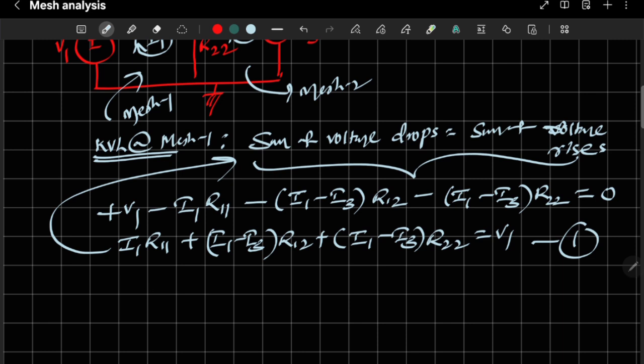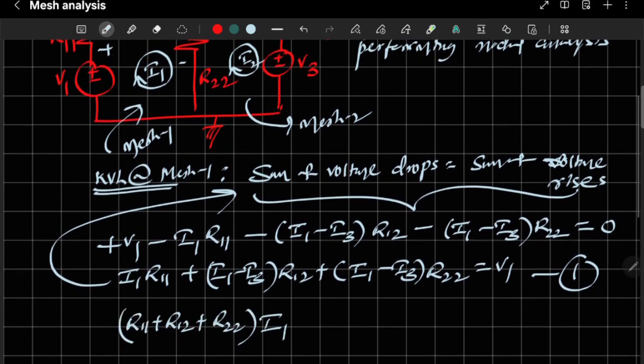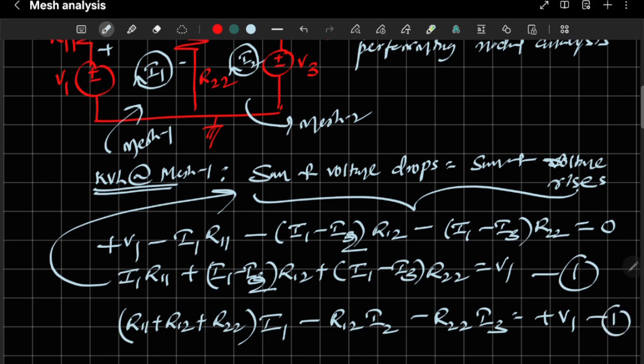I will write some of the resistors into I1, some of the resistors into I2, some of the resistors into I3. So what I will get, R11 plus R12 plus R22, this entire resistance is multiplied with I1. Then what about I2? R12 is coming. It is actually I2, not I1. So what I will get? Minus R12 into I2, then minus R22 into I3 is equal to plus V1.